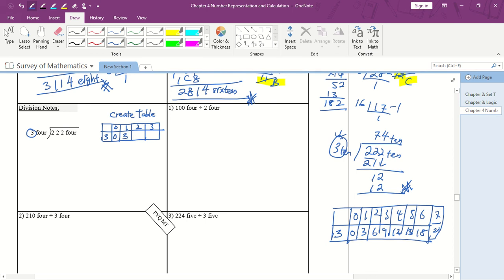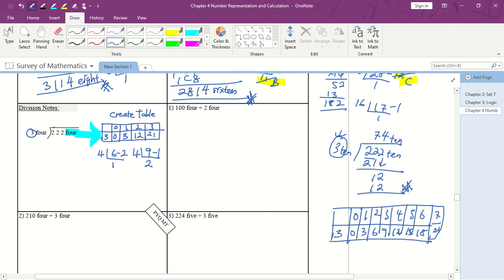3 times 2 is equal to, I know you will tell me 6, but remember, this is base 4. So we cannot say it is 6. We need to change the 6 into base 4, which is 1, 2, equal to 12. That's why we are not able to do it straight away, but we need to create a table, because we are not familiar with the multiplication in the other bases. The same thing here: 3 times 3 is equal to 9, but we need to change it to base 4, which is 2, 1. And this will be 21.